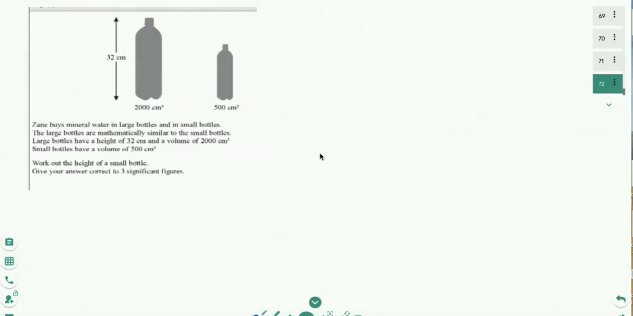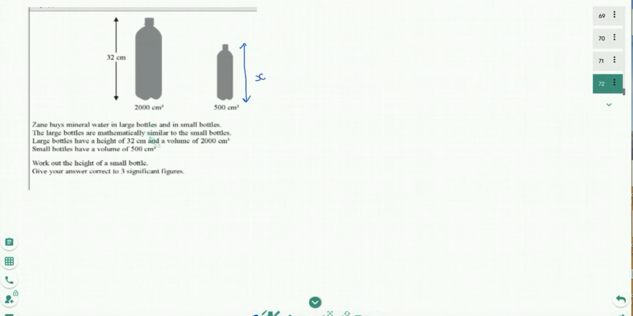Zane buys mineral water in large bottles and small bottles. The large bottles are mathematically similar to the small bottles. Large bottles have a height of 32 and a volume of 2,000. Small bottles have a volume of 500. Work out the height of the small bottle and give your answer to 3 significant figures. So our goal is to find out the height of this bottle here.